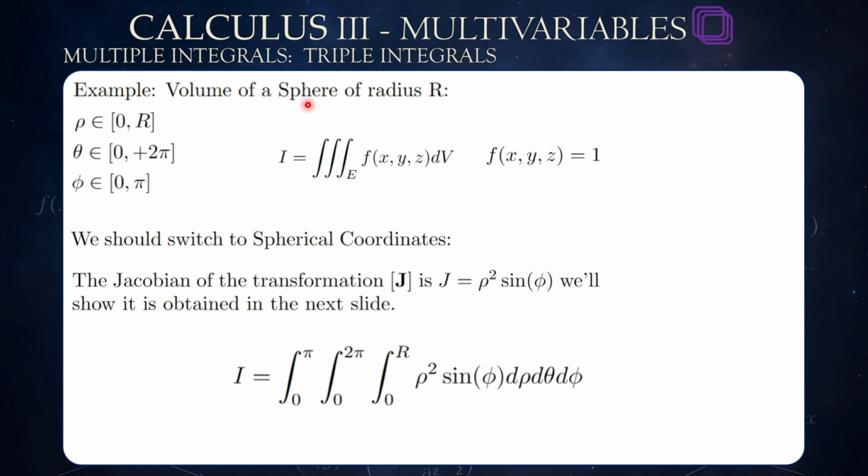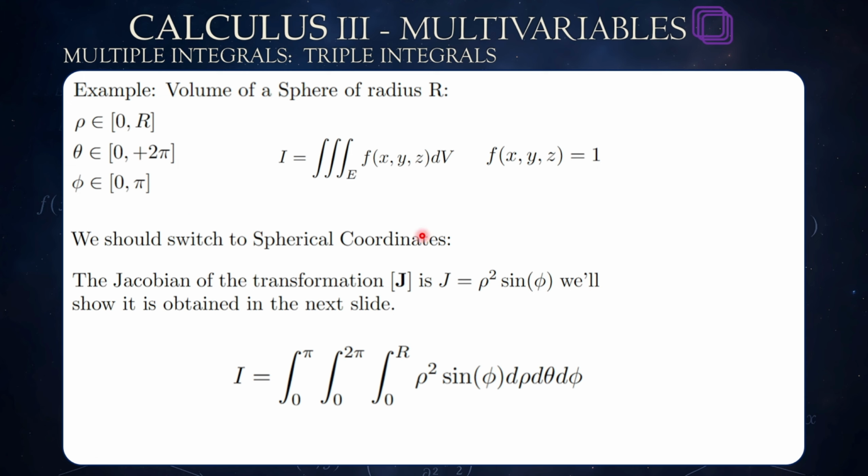Example, volume of a sphere of radius r. So in such case, ρ is between 0 and r. θ is between 0 and 2π, which is the horizontal angle. And φ is between 0 and π. So I is equal to the triple integral over region E, f(x,y,z) dV, and f(x,y,z) is equal to 1. Here we are only evaluating the volume of the region. So we should switch to spherical coordinates.